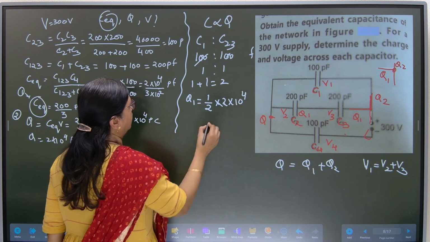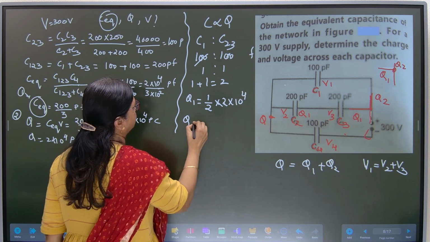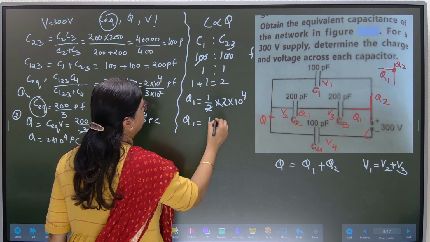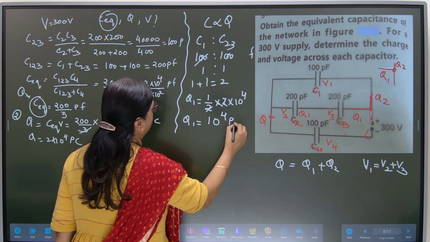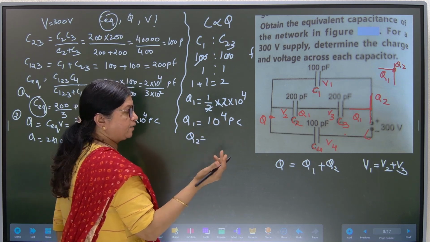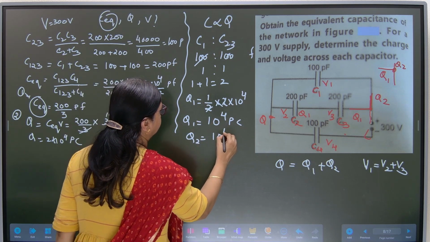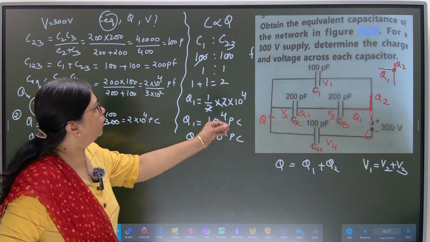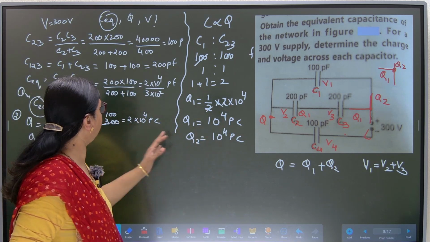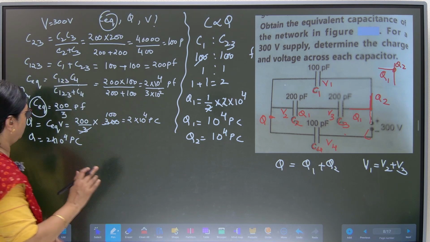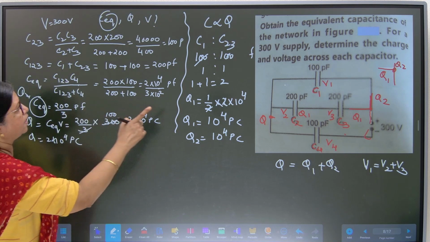So Q1 is equal to part 1 upon total into the total charge, which is 2 into 10 raised to 4. So which is equal to Q1. We can cancel this out. 10 raised to 4 picocoulomb. Similarly, Q2 is also the same, one part only. So we can write 10 raised to 4 picocoulomb. So Q1 and Q2 are ready.